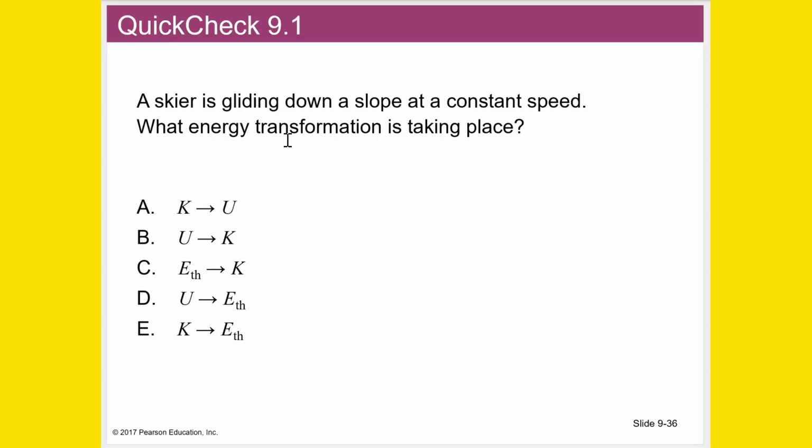So the earth is not part of the environment and the skier is the system, and the earth is doing work on the skier. That's not the case for the way this is being set up. This is going to be set up as the earth and the skier are both a part of the system.